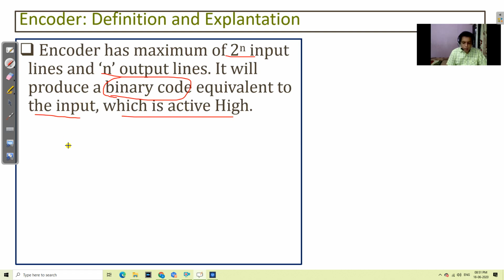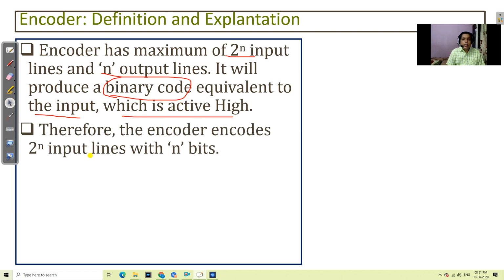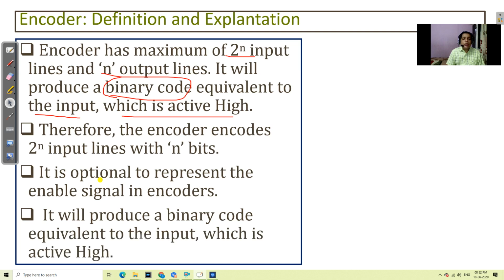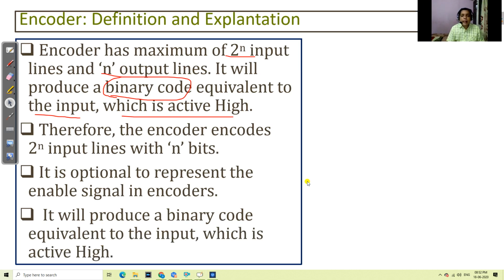Let's understand how this will produce binary code. Therefore, an encoder encodes 2 raised to n input lines with n bits. It is optional to represent the enable signal in the encoder. Whether we have to give the enable signal to the encoder or not, it is optional. And it will produce the binary code equivalent to the active high input.